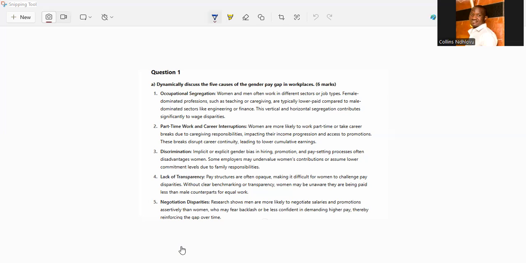The other cause would be unfair treatment or discrimination. Sometimes women are treated unfairly because they're women. Some employers think women are less committed because of family duties. So women are offered lesser pay or given fewer promotions than men, even when they are working just as hard. We call this gender discrimination.